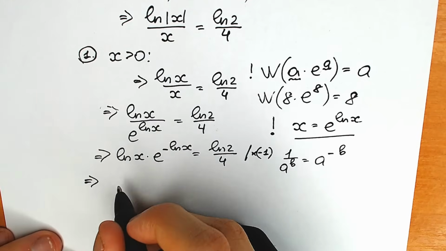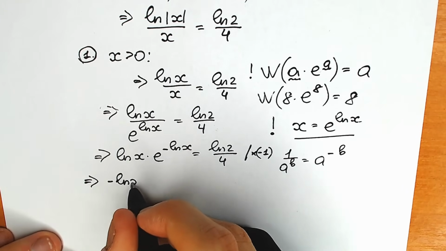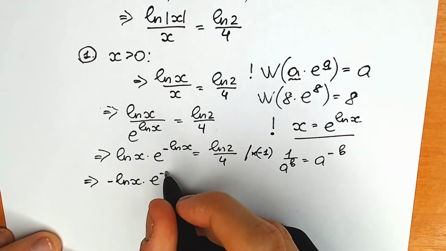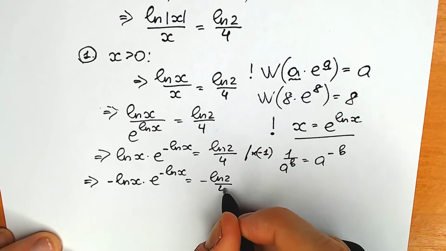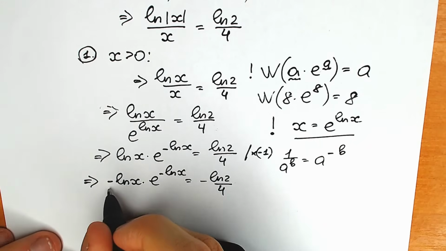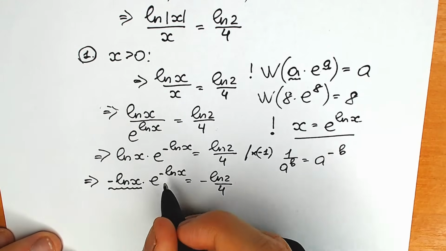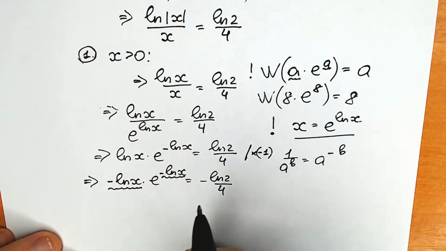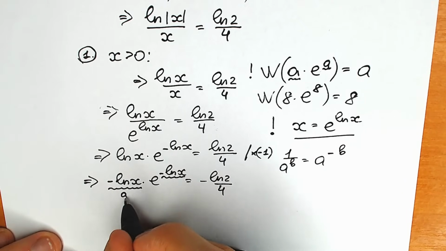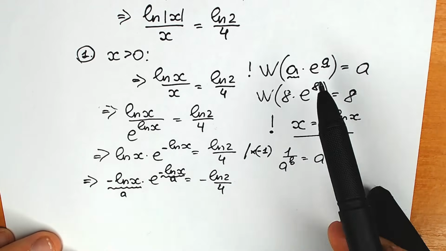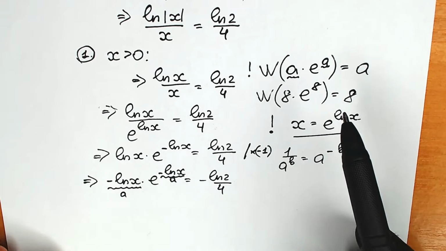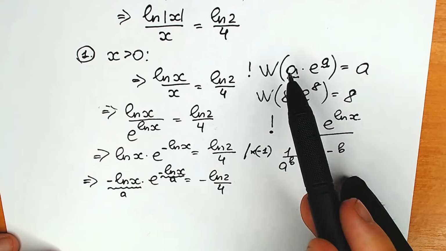As a result, what do we get from here? We have minus natural log x times e to the power minus natural log x equal to minus natural log 2 over 4. And right now, really great moment, because we have minus natural log x and minus natural log x, so we have the same thing right here. For example, this is our a, and of course right here we have our a, so we have a times e to the power a, an expression to which we can apply the Lambert W function.